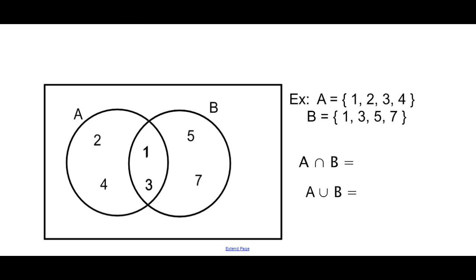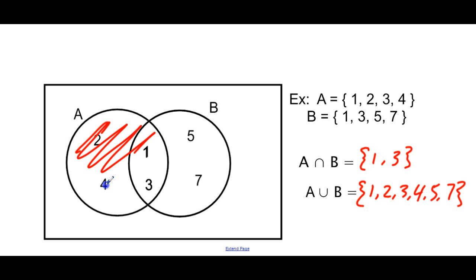Before, we saw that the intersection is only the inside part, and we know now that that's 1, 3. A union B is everything that's in A, everything that's in B, and in both. So what we can write is all of the above: everything that's in A, everything that's in B, and everything that's in both, and that is the union. So everything in these two circles is what we're going to write down.